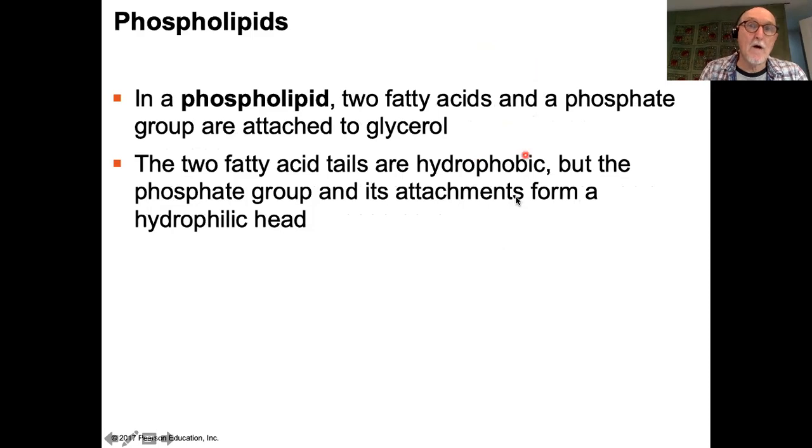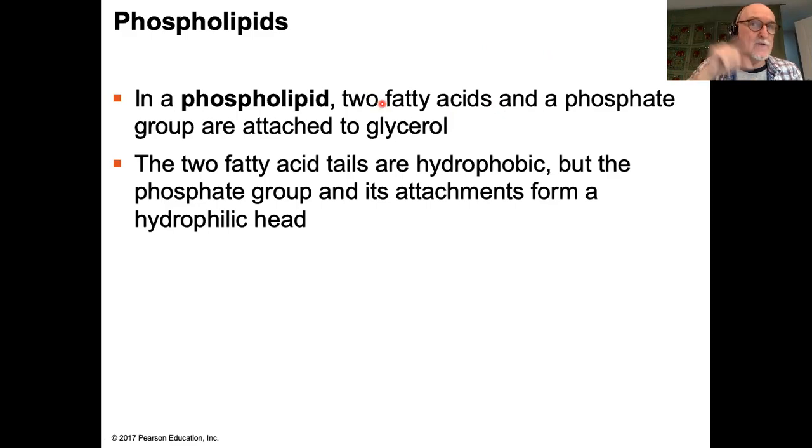We want to talk now about a specialized group of lipids, and these are called the phospholipids. And the phospholipids are tremendously important. All life actually arose because phospholipids arose, and you'll see why I say that in a minute. Phospholipids have a very strange structure. They consist of two fatty acid tails joined to a phosphate group.